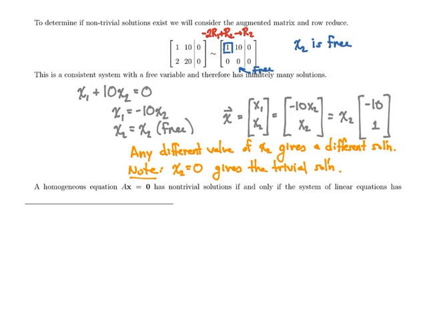So we say that a homogeneous equation, Ax equals 0, has non-trivial solutions if and only if the system of linear equations has infinitely many solutions.